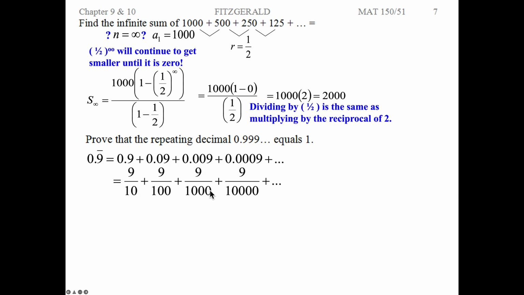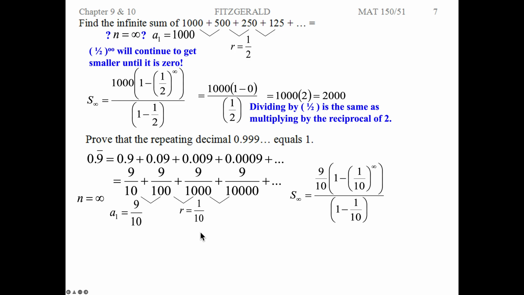This is a geometric series. We're going out to infinity for n, just like we did here, but now I keep multiplying by 1 over 10. 9 times 1, 9. 10 times 10, 100. 9 times 1, 9. 100 times 10, 1,000. First term 9 over 10, r 1 over 10. Put it in your formula. 9 tenths times 1 minus 1 over 10. Again, we're going to get the same thing.